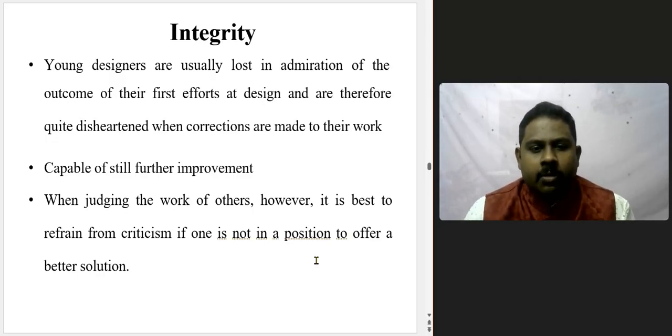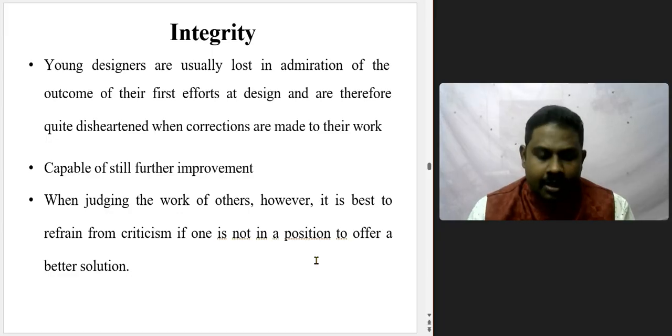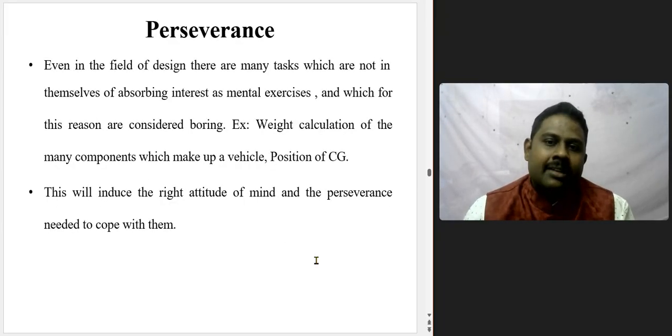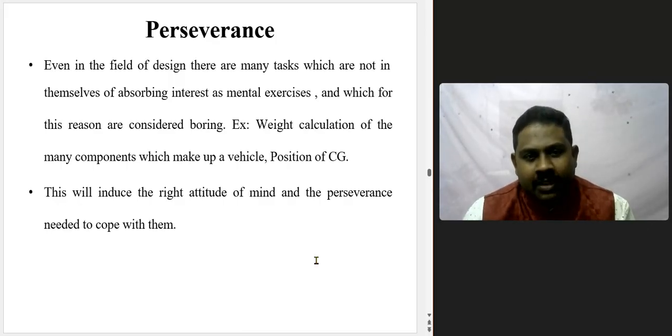First, it is very important, judging the work of others. However, it is the best way for criticism and everything. We need to accept it and offer a better solution. Perseverance, in every field of design, many tasks are being done. So consider, for that reason, the weight calculation of many components of a vehicle, the position of the center of gravity.